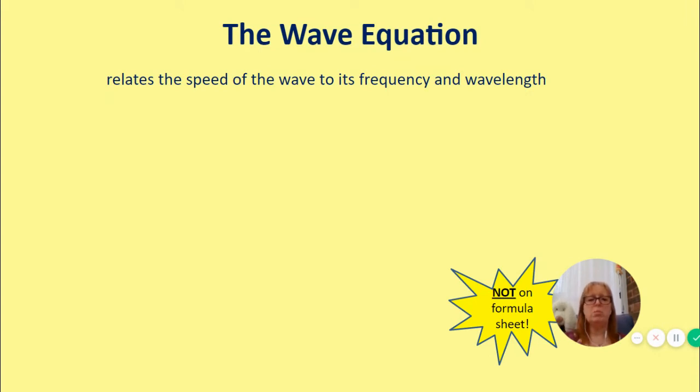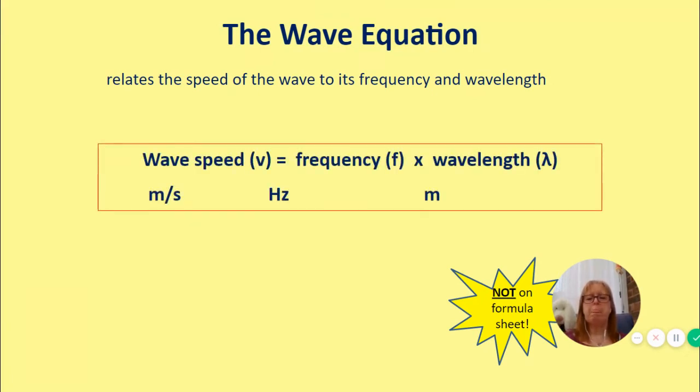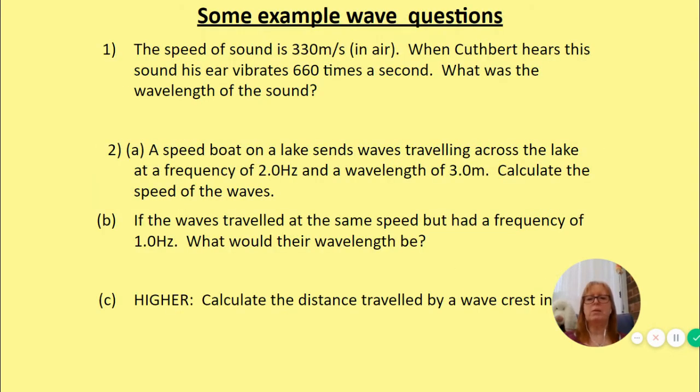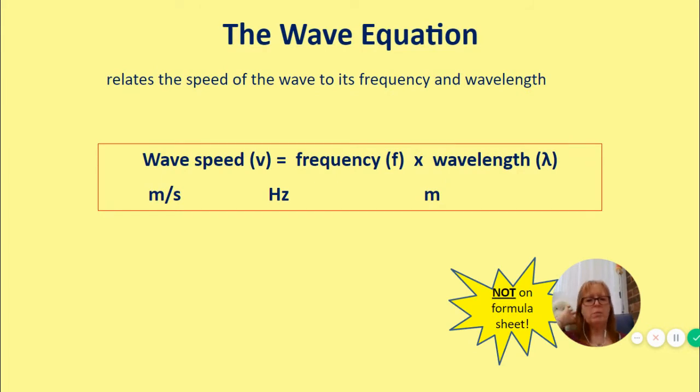You need to know this wave equation. This is not on the formula sheet yet. And what we do is we've got some sample calculations, and I'll tell you some of the pitfalls and things that people get wrong. So, formula not on there. Learn this formula. Wave speed equals frequency times wavelength, sometimes referred to as V equals F lambda. Wave speed is frequency times wavelength.